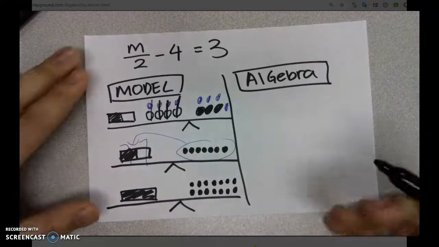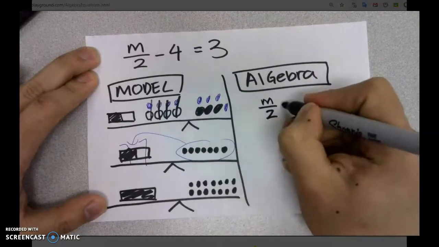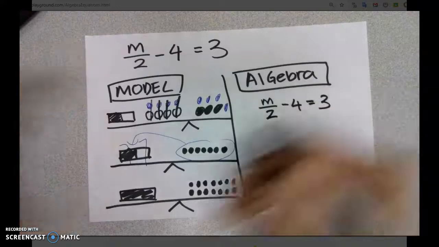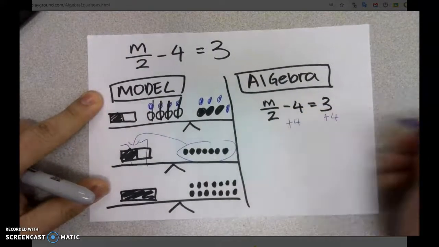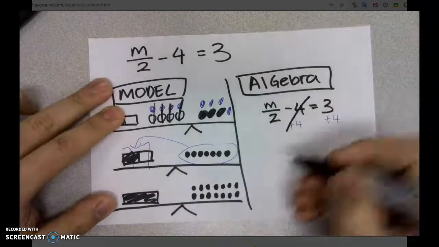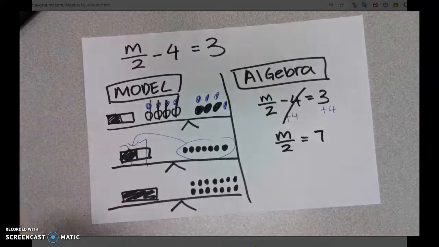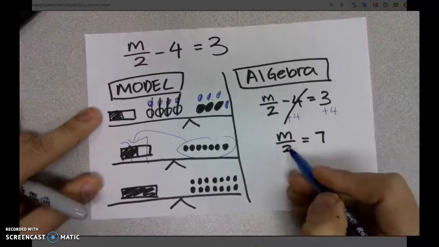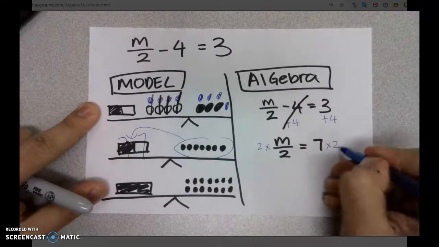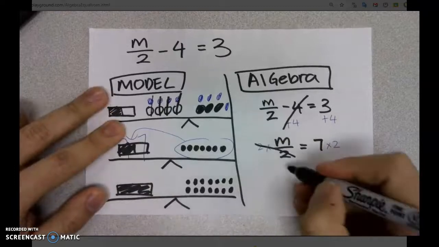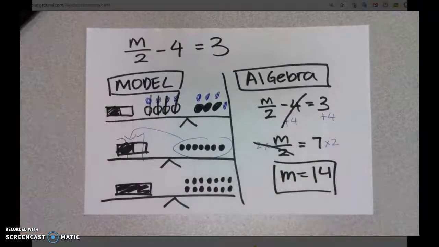Let's see if the algebra supports our answer. M divided by 2 minus 4 equals 3. Now, I'm going to add 4 on both sides. Okay, this one goes away. I get m divided by 2 equals 7. Okay, so because this is division, my opposite is multiplication. Times 2, times 2. This one goes away. M equals 14. And there you go.